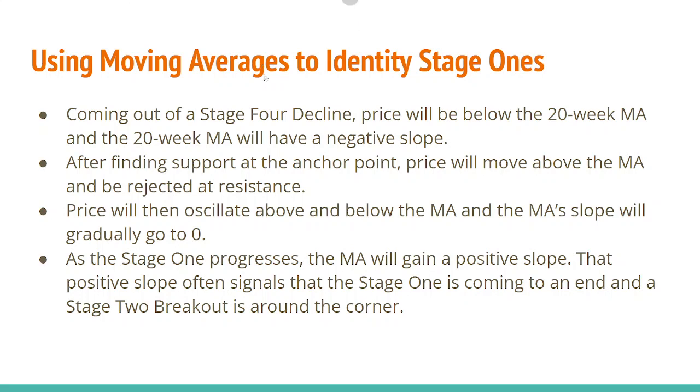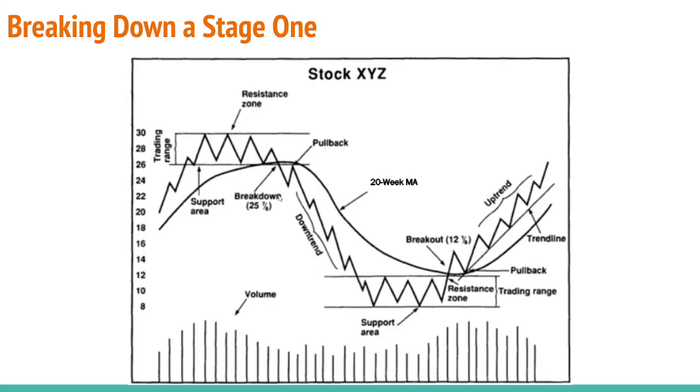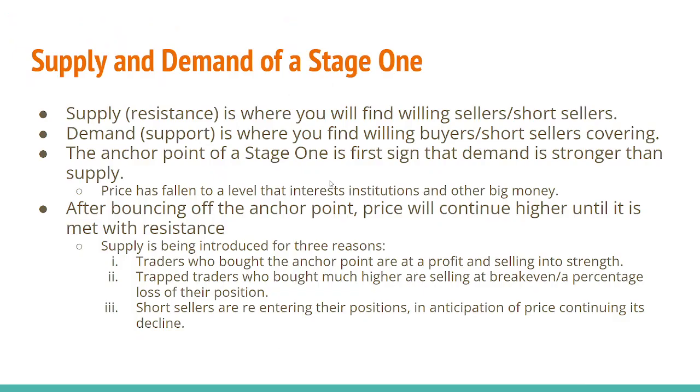And then finally, using moving averages to identify stage 1s. So coming out of a stage 4 decline, price will be below the 20-week moving average, and the 20-week moving average will have a negative slope. So here's our 20-week moving average. As you can see, during the stage 4 decline, price is way below the 20-week moving average. And that's a way to signal that we're in that stage 4 decline. It's simply just if price is below the 20-week, it's probably safe to assume that a stage 4 is taking place.